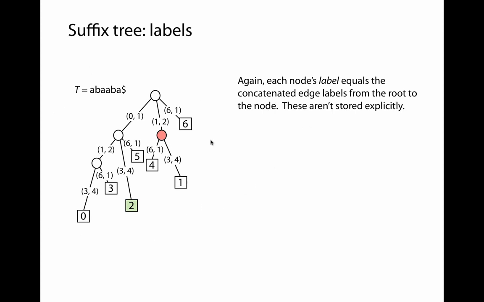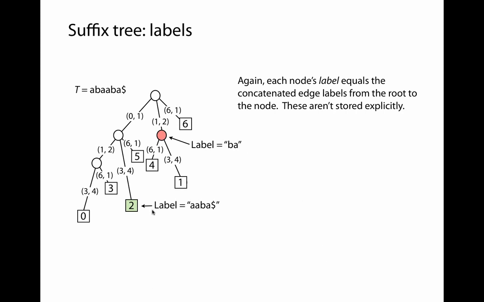So here's our suffix tree again. I want to make a point about node labels. Just like with suffix tries, each node's label just equals the concatenated edge labels from the root down to the node. And these are not stored explicitly in the tree, but nonetheless we say that each node has a label. So here, the label is BA. Remember, this is offset 1, length 2. So here's offset 1, length 2, that's BA. So we would say that node has label BA.